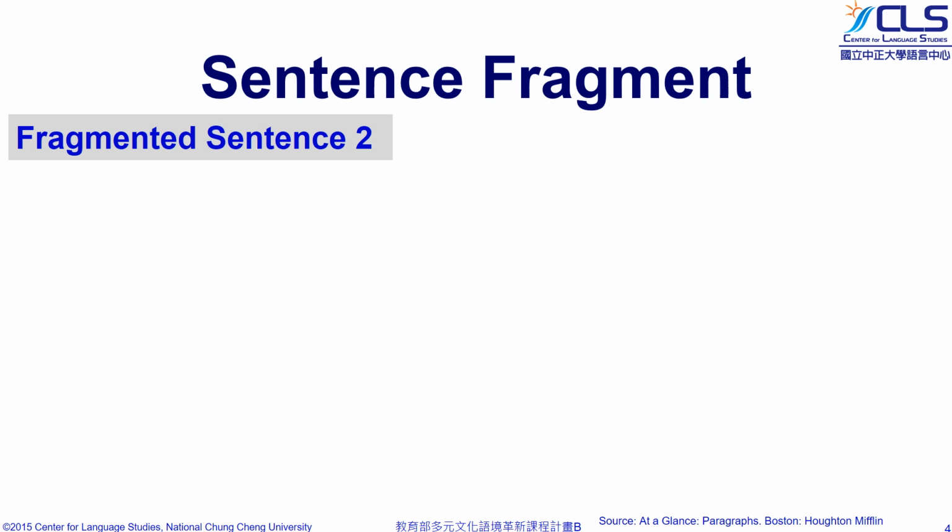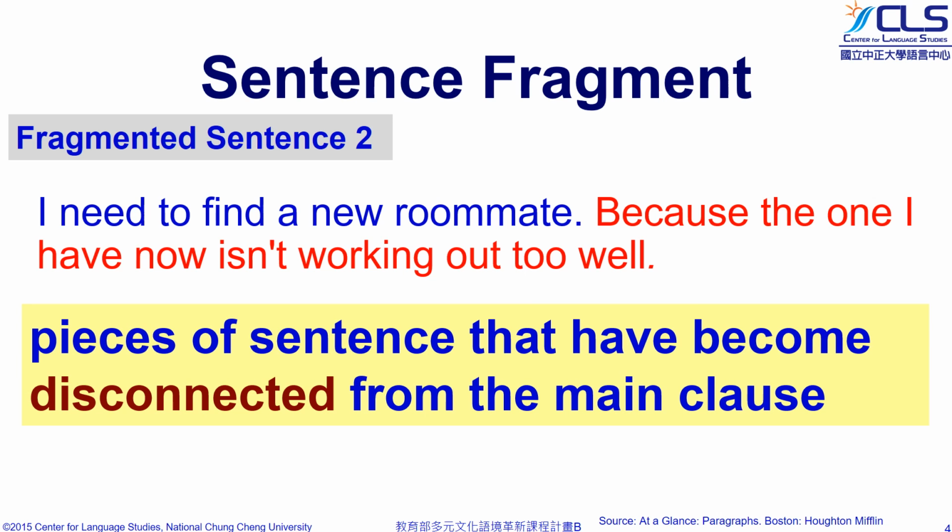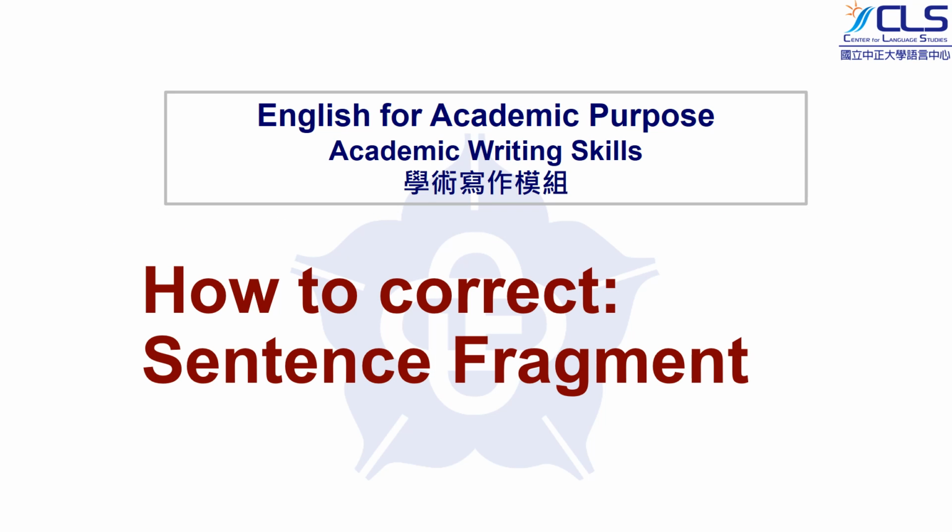Let's move on to another example. In this sentence, the main clause is, I need to find a new roommate. The following sentence, because the one I have now isn't working out too well, is disconnected from the main clause. So, in writing, how can we correct the fragmented sentences?